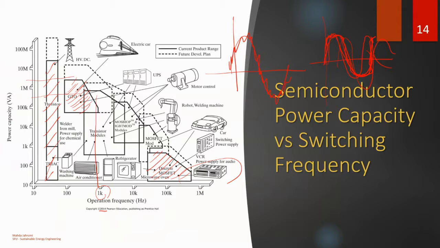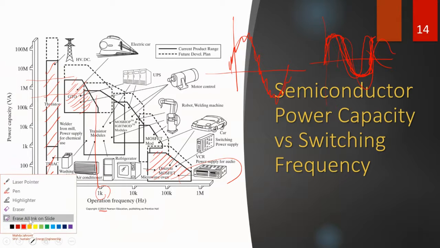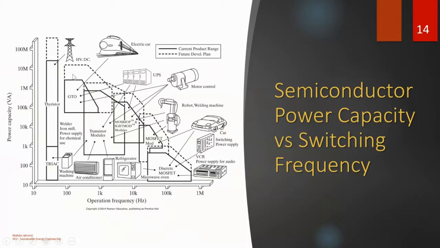It shows the ratings of, for example, GTOs that are about to come. They were working on GTOs that you could switch at higher frequency, or on transistor modules that could give you higher power. Right now, the power capability of transistors is still less than a meg. You see that? But the good thing is that you could switch them up to 10K. So you could get something around 1 meg and switch it at about 1K.